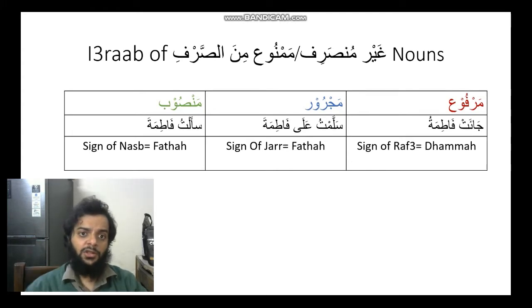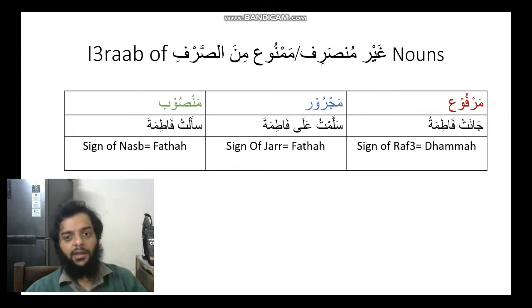The only change in Ghair Munsarif nouns with regard to I'rab will occur on majroor. Marfu and mansub will remain as they originally are supposed to. Marfu will have dhamma and mansub will have fatha at the end, and majroor will also have fatha at the end because it can't take kasra, so we give it a complementary fatha. But there are a few exceptions to this rule.